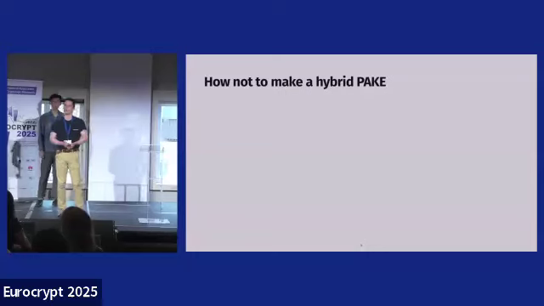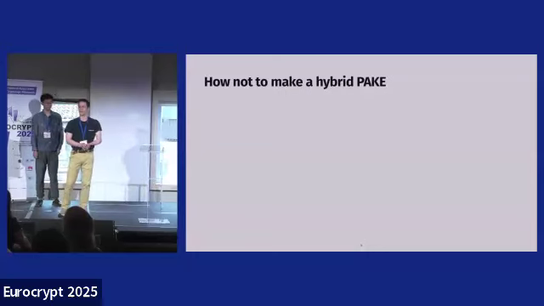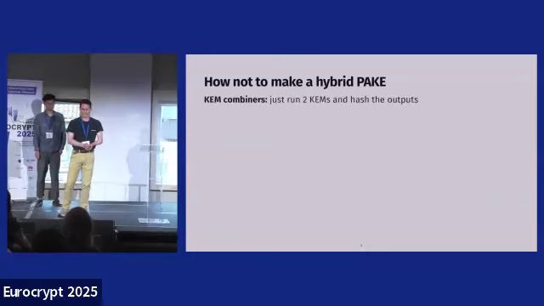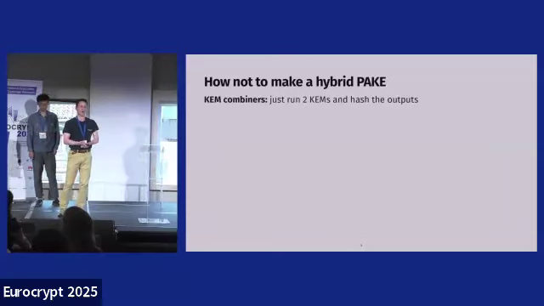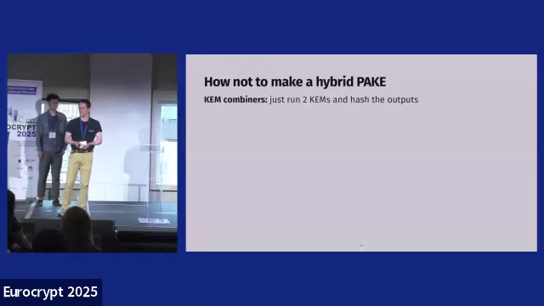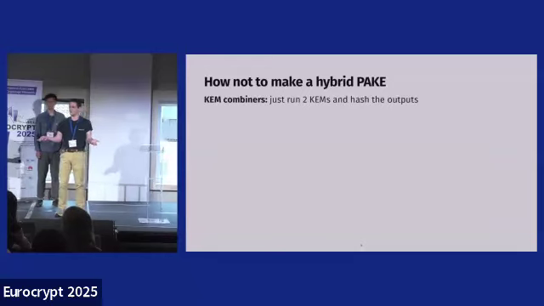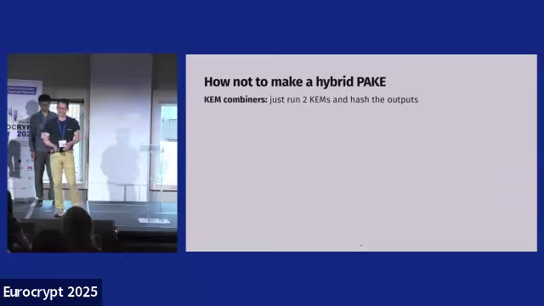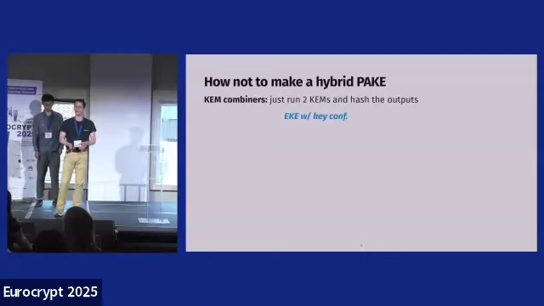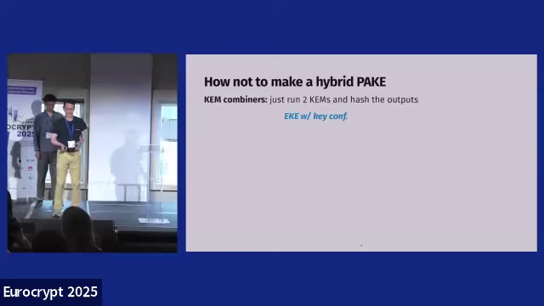Okay, so let's see how to build it. And to see how to build it, we'll first see how not to build it. So a KEM combiner is maybe the most common kind of combiner, something that we all know about. You just run the two KEMs and then hash together the results, right? So what happens if you run two PAKEs in parallel and then hash the results together? So let's start with a PAKE. This one is called EKE, and we'll add key confirmation to it, and we'll see what this means.